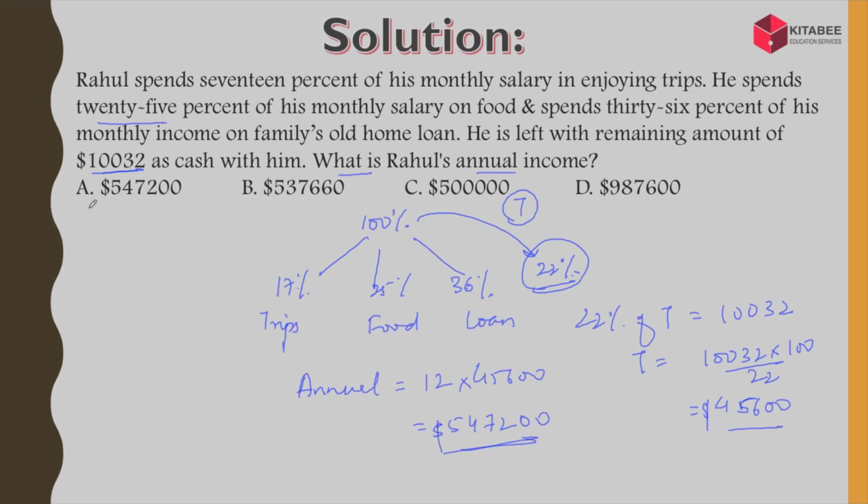So what I can say is option number A becomes correct. So very basic problem. Simply this is 17, this is 25, this is 36. So the remaining would be 22%. 22% is basically equal to this amount, and this gives you the monthly income of Rahul, and we have to find out the annual income by multiplying this monthly income by 12, right?